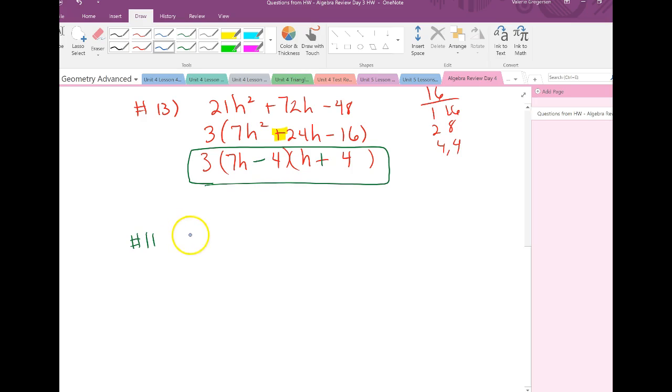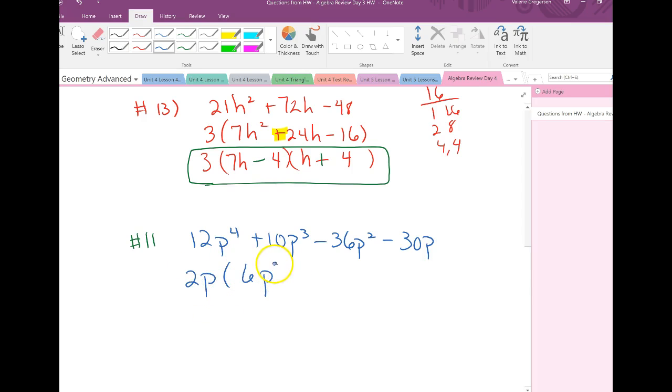All right, so let's try this again. So we got a 12p to the fourth plus 10p cubed minus 36p squared minus 30p. Now, here's where I'm hypocritical, my friends. I told you I had to take out your greatest common factor. What did I not do first? I did not take out the greatest common factor, which in this case would be a 2p, which leaves 6p cubed plus 5p squared minus 18p minus 15.